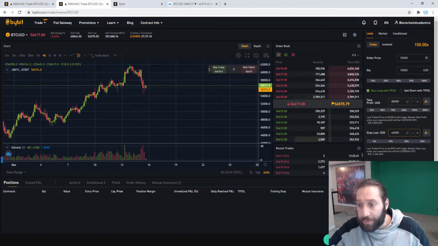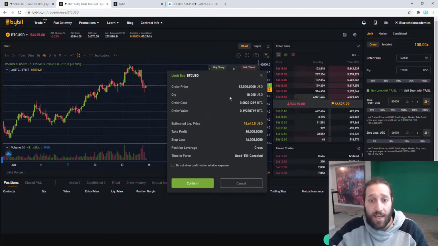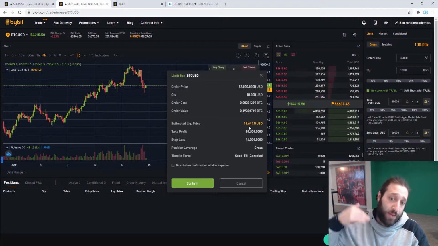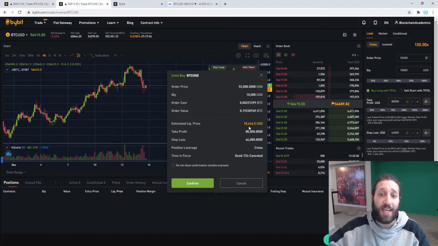46K. Now you see everything set up. Order price 52, quantity 10,000. This is the order cost. This is the order value. Here's my liquidation. So if it goes to 18 grand, we're going to lose the whole balance.